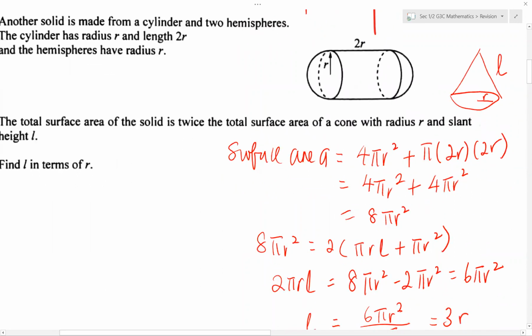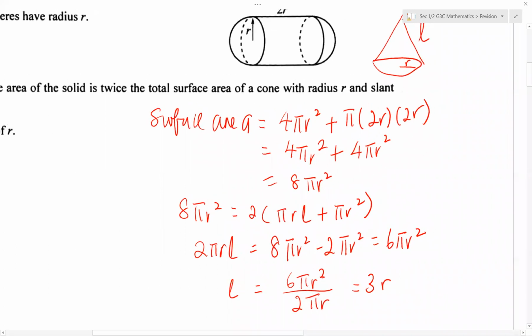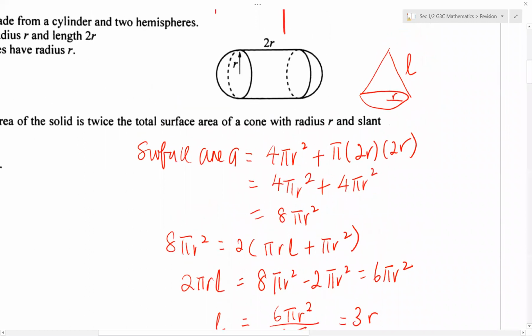The first surface area: 4 pi r squared plus pi times 2r times 2r. This 4 pi r squared is the surface area for the sphere combined. So instead of finding the surface area of a sphere, dividing by 2, then times 2 again, just put it together, 4 pi r squared. Combine the two curved surface areas of the sphere, then 2 pi r.